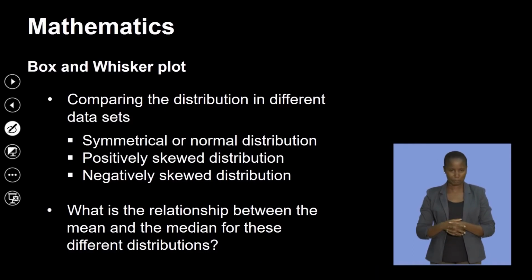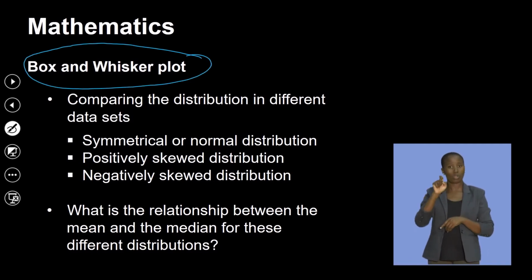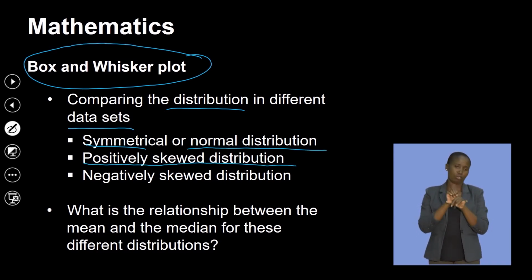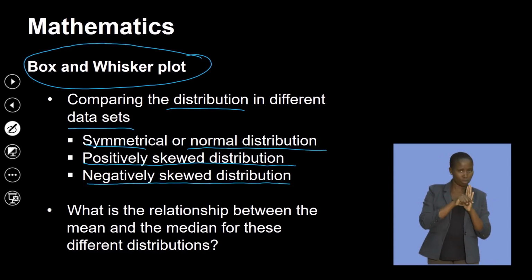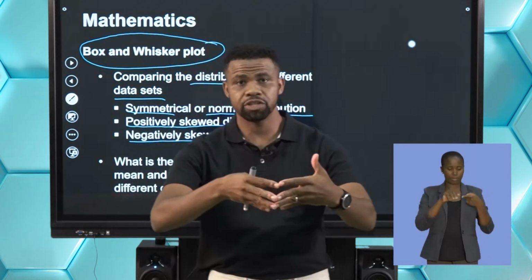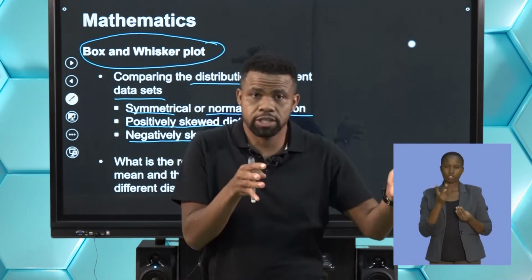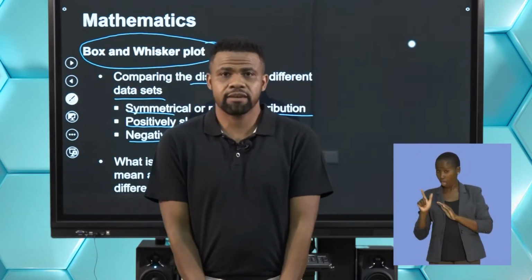So, box and whisker plots are very good for comparing distributions in two different data sets. If you have two data sets, you are able to check for symmetrical or normal distribution, positively skewed distribution, or negatively skewed distribution. What is the relationship between the mean and the median for each distribution? We can use the mean, which is the average, and the median, which is the middle number, to check how the data is distributed: to the left, right, or symmetric. Okay, let's see.